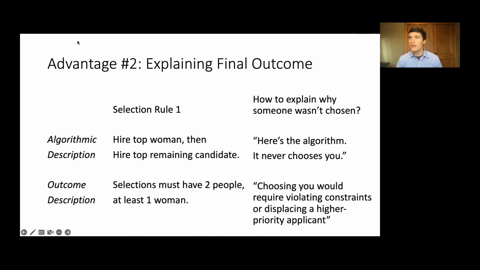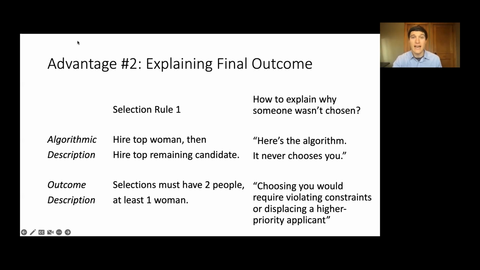Look, notice you weren't chosen. I'm sorry about that. But if I wanted to choose you, here's what would have had to happen. First of all, I have a set of constraints I'm dealing with, right? I have to choose a selection that satisfies certain rules. And so if I wanted to choose you, either I would have had to violate those constraints, or I would have had to displace someone who I'm currently choosing that has higher priority than you. And so I couldn't do either of those things. And so that's why you're not chosen. Right? There's actually no way to choose you without either violating constraints or choosing someone who has a higher priority.